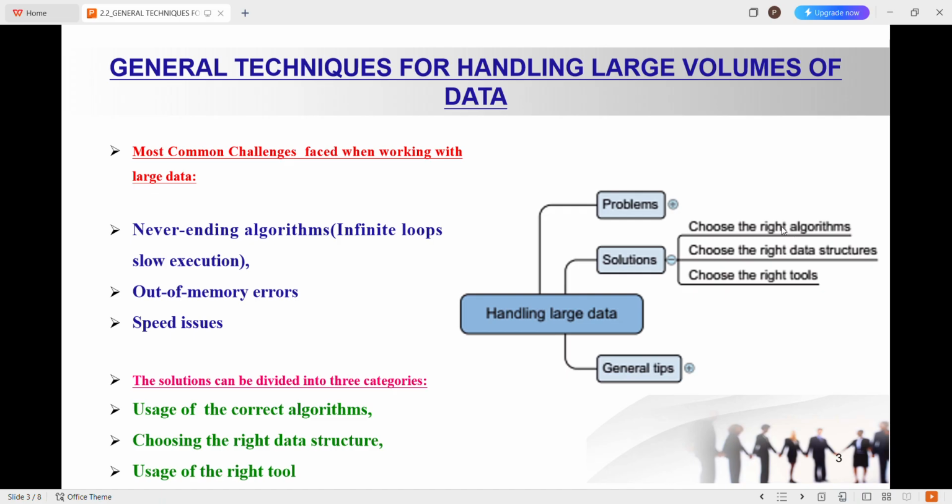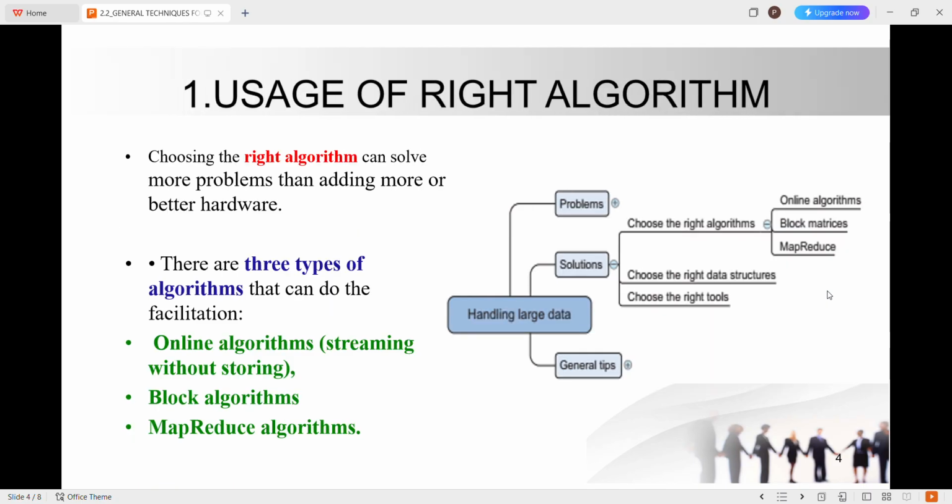It could be the use of the right algorithm, which might solve the issue, or it might be due to the right data structure usage, or the choice of using the right tool. The first one, usage of the right algorithm. When I use the right algorithm, it will solve much more problems than moving on to check for better hardware. Now in choosing the right algorithms, you have three types.